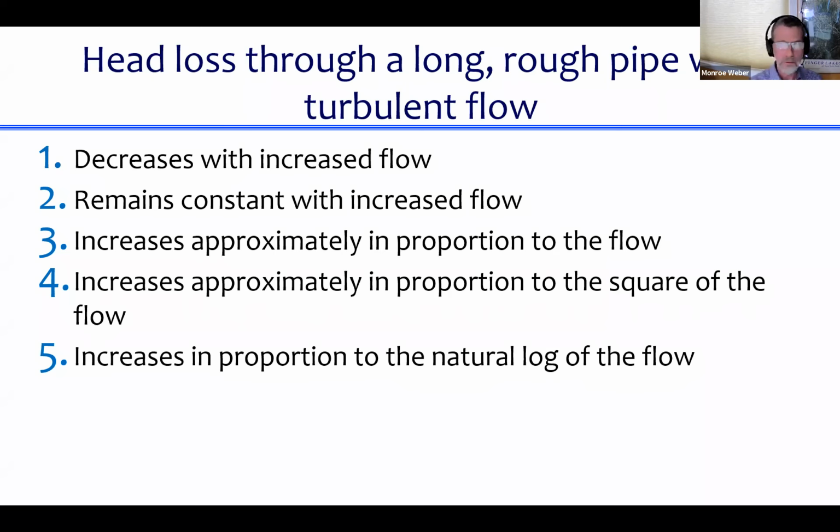So here's the question. Head loss through a long, rough pipe with turbulent flow. So we're in turbulent flow, you've got a long, rough pipe, and I'd like to know, how does head loss vary? Does head loss decrease if the flow increases? Does head loss remain constant? Does head loss increase in proportion to the flow? Does it increase in proportion to the square of the flow? Or does it increase in proportion to the natural log of the flow? I'm going to give you 2 minutes to ponder that one, okay?